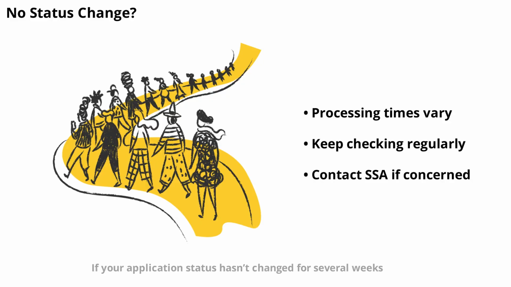If your application status hasn't changed for several weeks, don't panic. Some cases take longer to process, especially if additional information is needed or if there's a backlog. Continue checking your account regularly and make sure your contact information is up to date. If you're concerned, you can contact the SSA for an update.